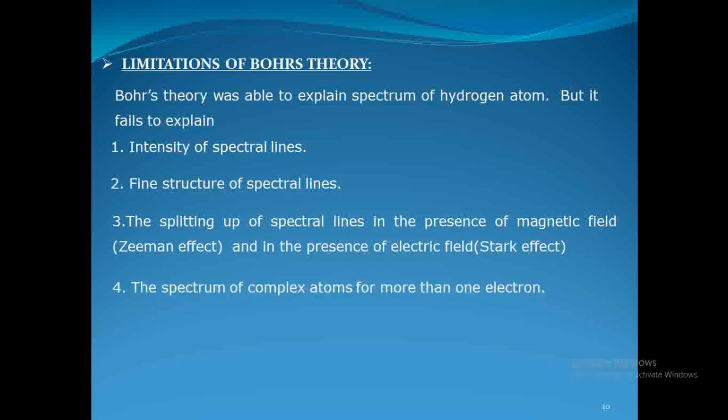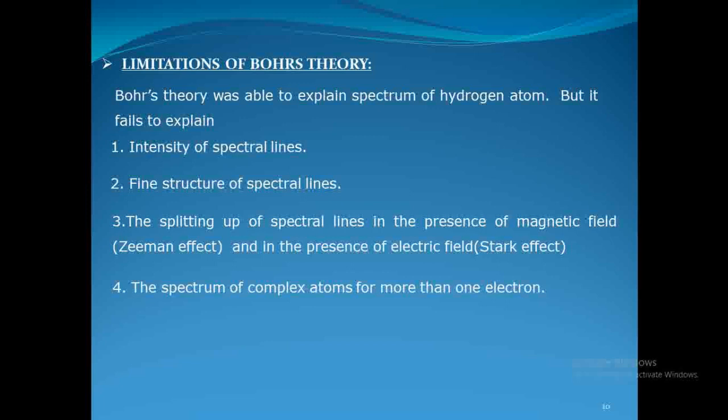Next failure is that it could not explain the spectrum of complex atoms, which have more than one electron. If you take the helium atom, we have two electrons revolving around the nucleus. If I take out one electron from this helium atom, it consists of only one electron in its outermost orbit. Hydrogen also consists of only one electron. So if you take one electron out of two in the helium atom, that helium atom will be called a singly ionized helium atom.